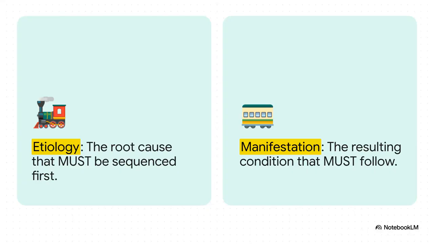Okay, I want you to picture a train on a track. The locomotive engine, the thing pulling everything forward, that's the etiology. That's the cause. Trailing directly behind it, firmly attached, is the cargo car. That is the manifestation or the effect. The golden law of mandatory sequencing in ICD-10-CM is this. The cause always drives first, and the effect always trails directly behind it. You can't put the cargo car in front of the engine. It just doesn't work. Cause first, effect second, always.